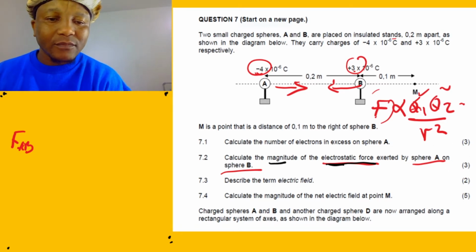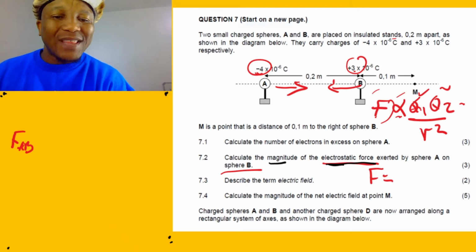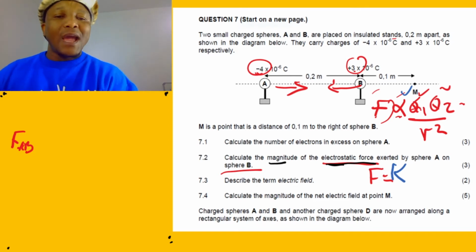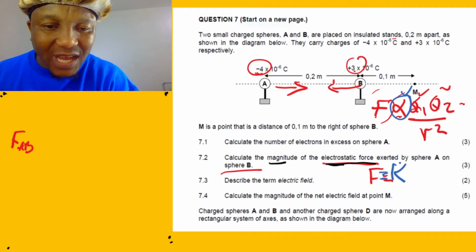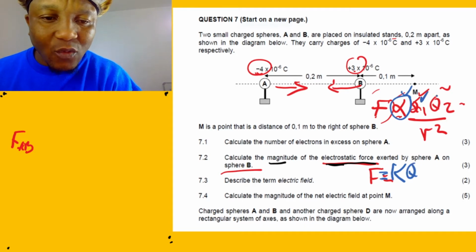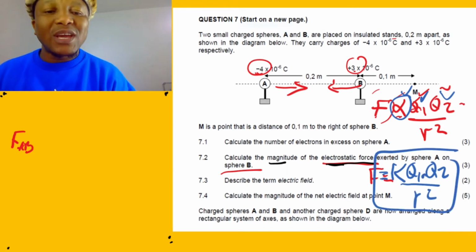But now if you remove this proportionality, electrostatic force is going to be equal. When you remove the proportionality, you replace it with a constant, which you call the electrostatic constant, K. So electrostatic force equals K, which is given, we know the value, times charge 1, charge 2, the product of the two quantities of charge, over the distance in between. So that's how you get electrostatic force.